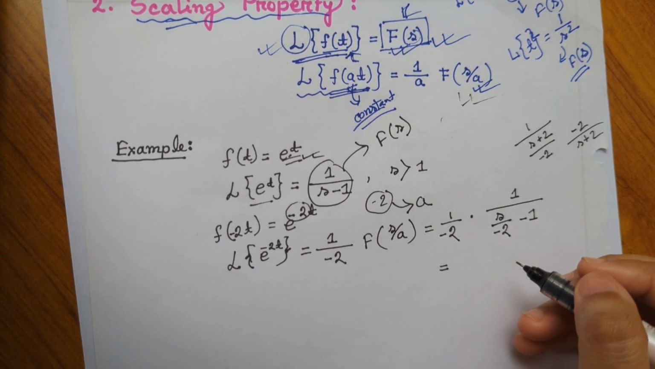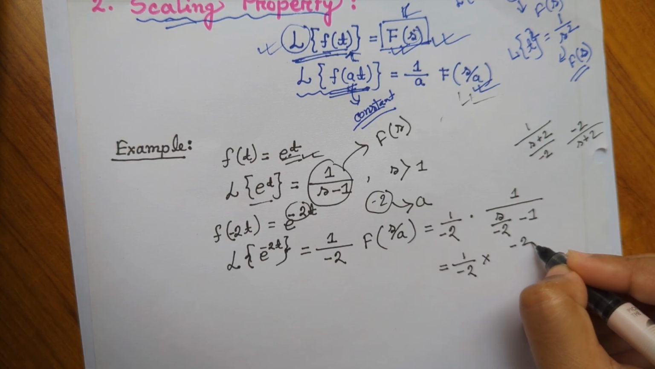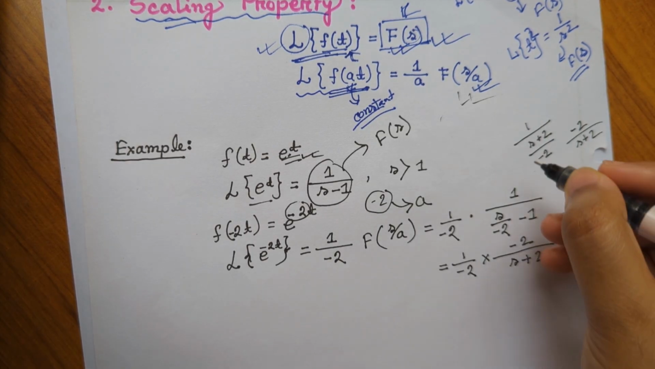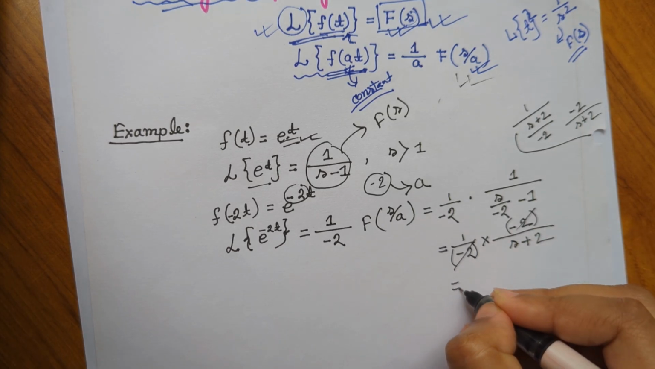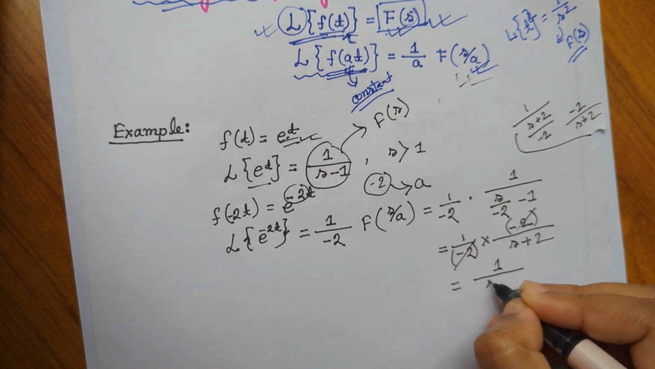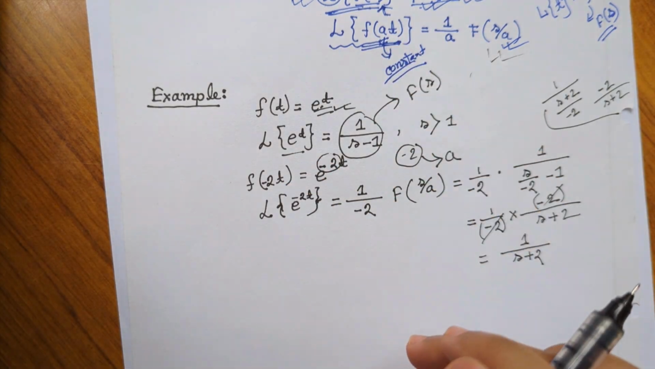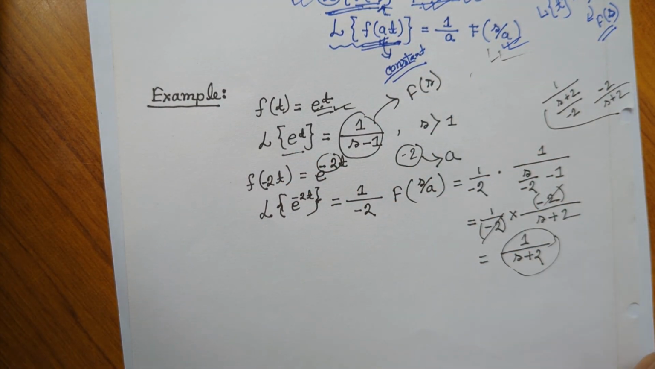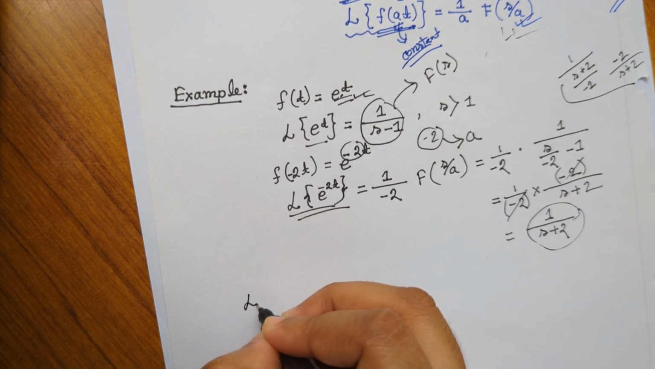So if we further calculate, we will get 1 divided by minus 2 into minus 2 divided by s plus 2. Here we have done this calculation. So this minus 2 will be cancelled out, and our final result will be 1 divided by s plus 2. Now let's see, using this scaling property, the result we got is 1 divided by s plus 2. Is it correct? Now we'll do the Laplace transform of this function manually.